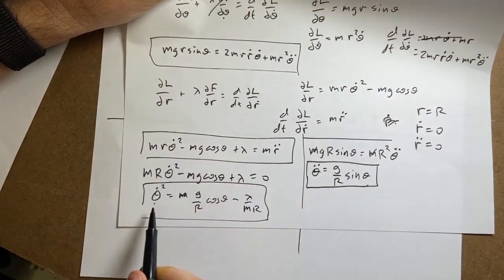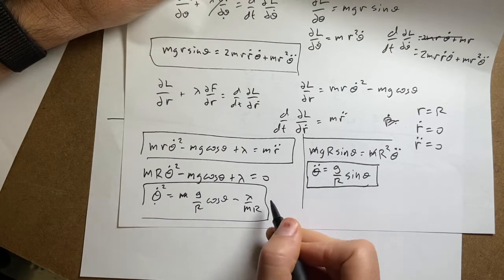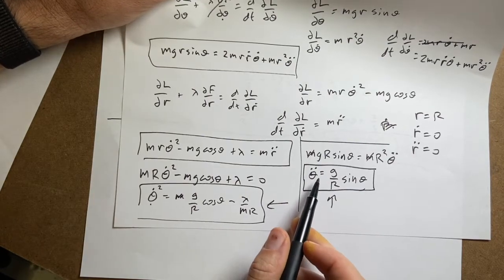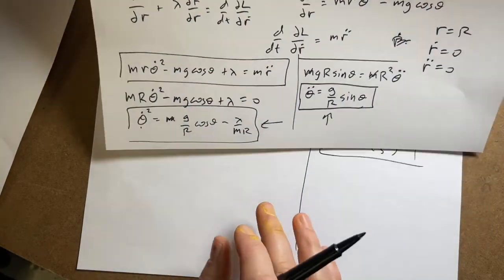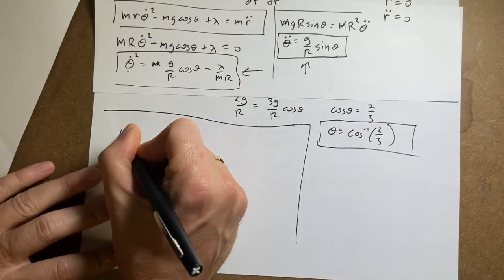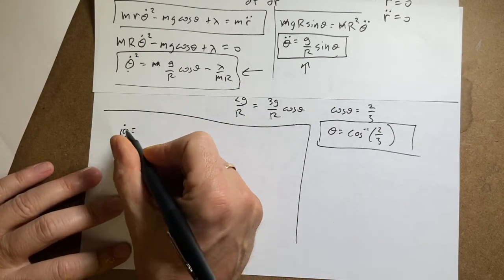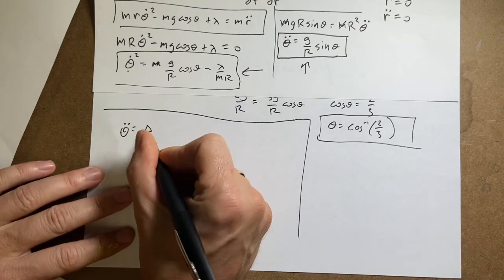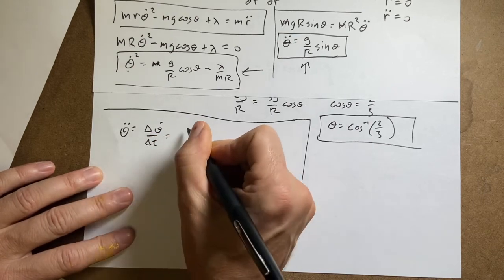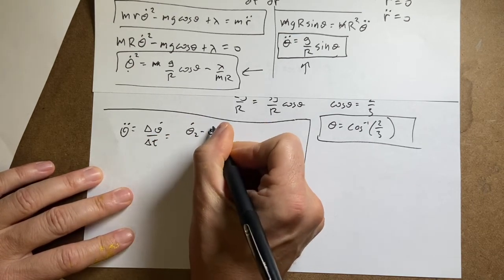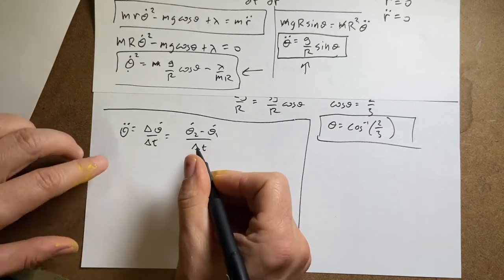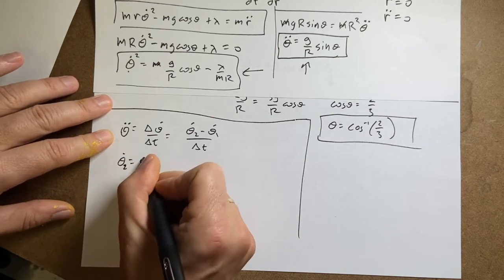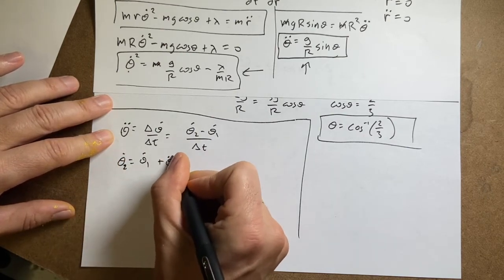These two expressions are good. Now this one and this one. So these are differential equations. If I know the starting conditions, I can say the following. Theta double dot equals the derivative over some short time interval. Actually, I can say it's delta theta dot over delta t, which is theta dot 2 minus theta dot 1 over delta t. So if I multiply both sides by delta t and add theta dot 1, I get theta dot 2 equals theta dot 1 plus theta double dot delta t.